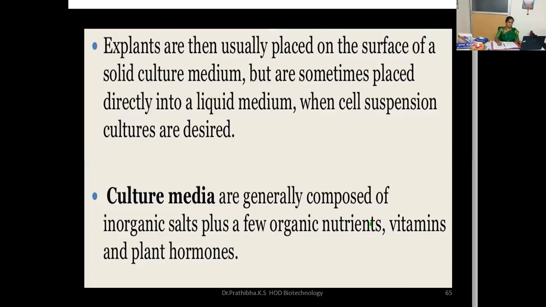Explants are usually placed on the surface of a solid culture medium, but are sometimes placed directly into a liquid medium when cell suspension cultures are desired. Here you can see the information about the culture medium. Culture media are generally composed of inorganic salts and a few organic nutrients, vitamins, and plant hormones, right?